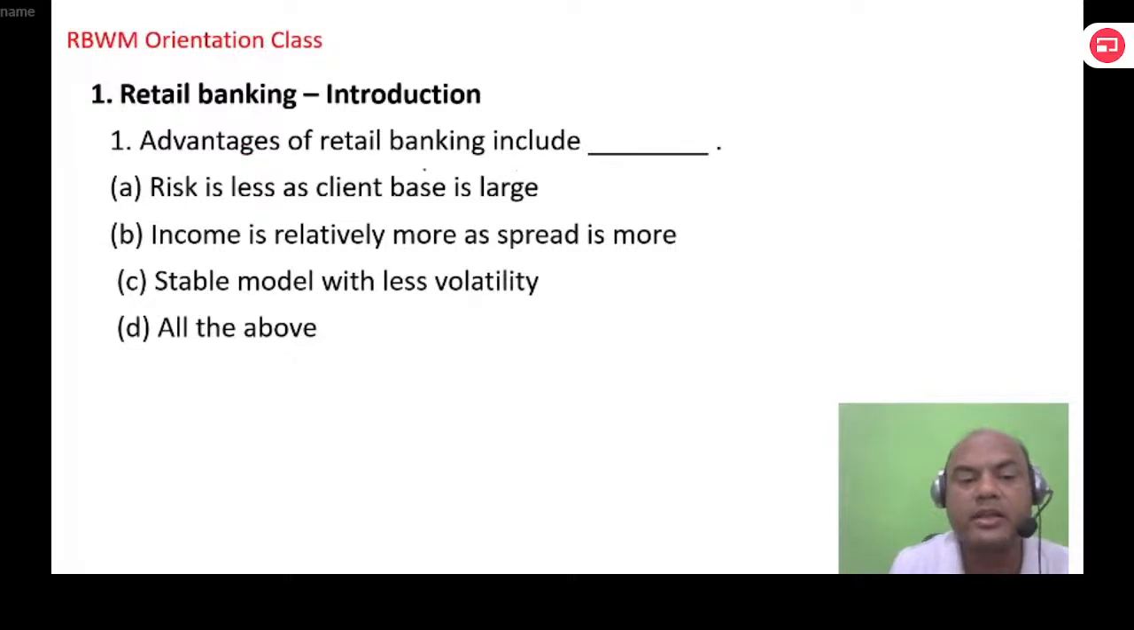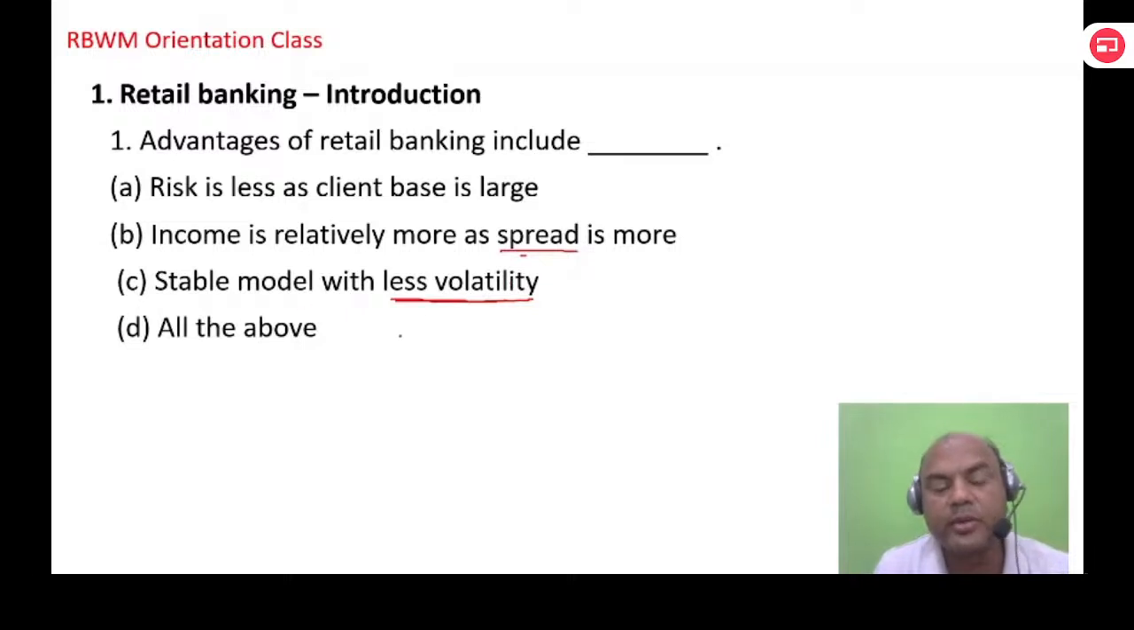Advantages of retail banking include: risk is less as the client base is large; income is relatively more as spread is more; stable model with less volatility. Volatility means changing. And all of the above. So what is the answer for this? Everyone? Correct. The answer is D. That is the best advantage for retail banking.